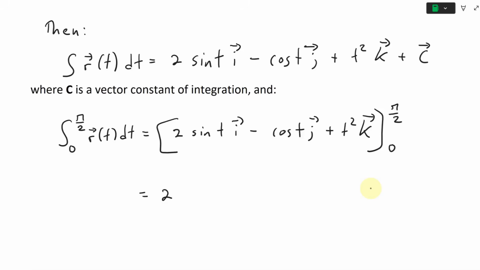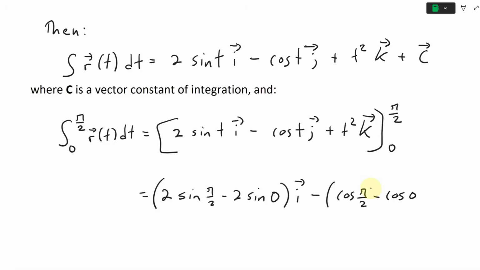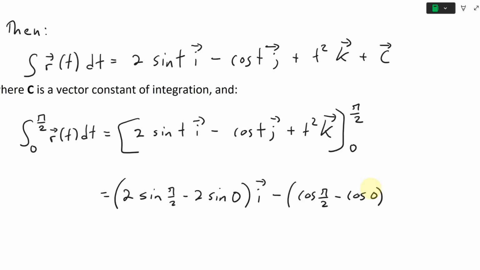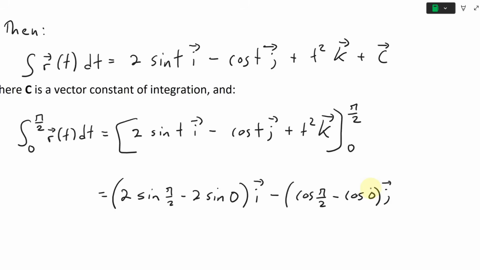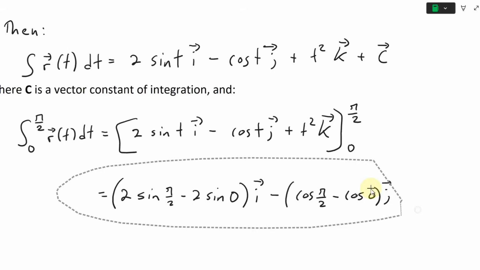We're going to get a setup like this: we'll have 2 sine pi over 2 minus 2 sine 0, like that. Let's put it all for completeness. And then minus, this one is going to be cosine pi over 2 minus cosine 0, and this is j. And I'll move this whole thing over.